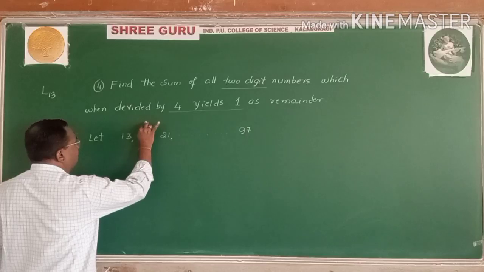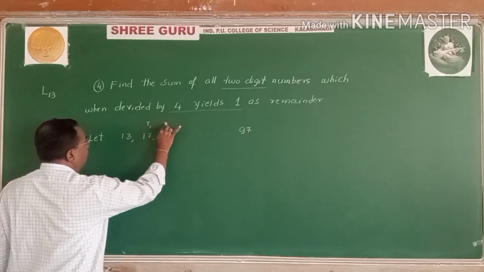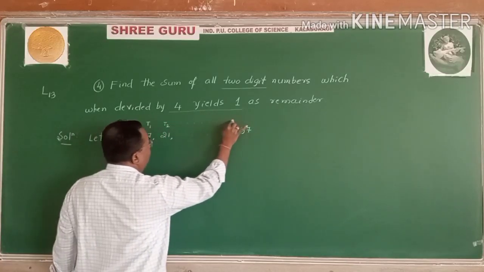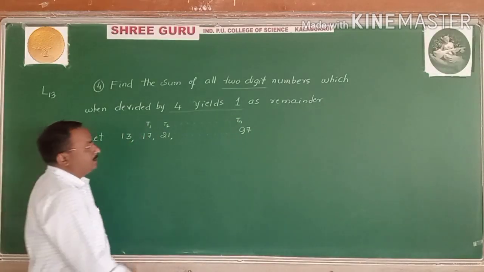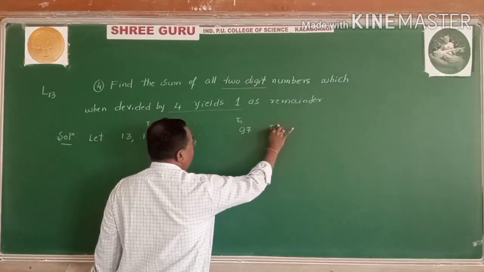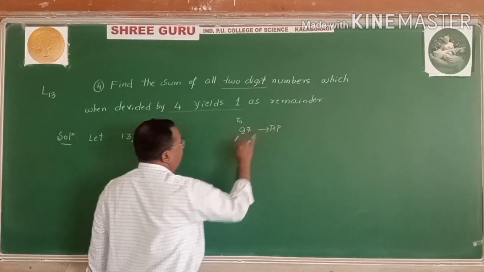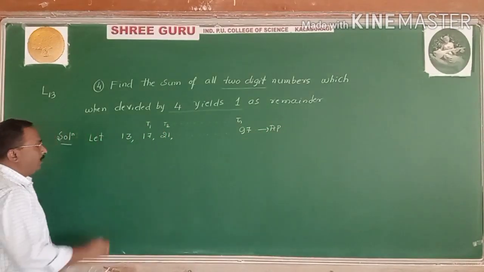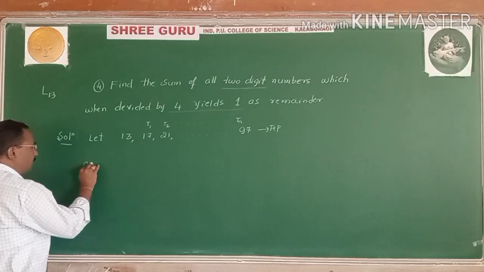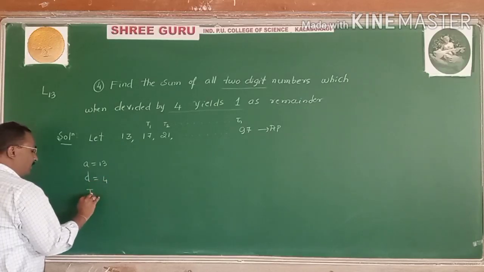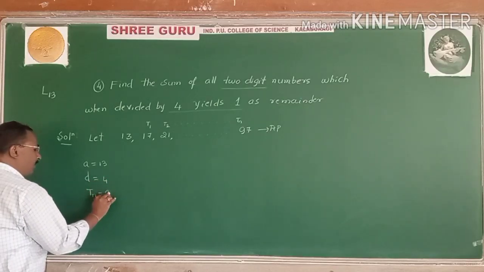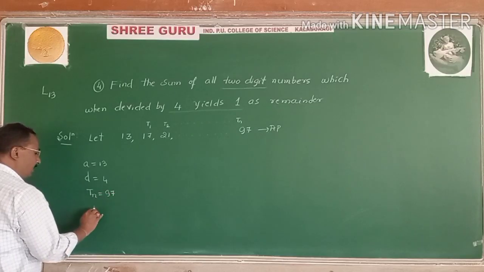This is in the form of T1, T2, up to Tn. That is an AP. Yes, AP form. Here a is 13, common difference is 4, and Tn is 97. To find n.